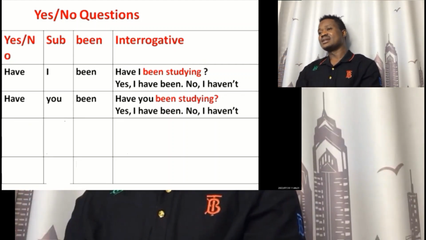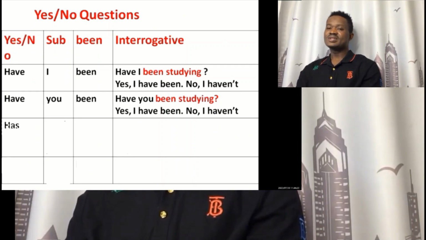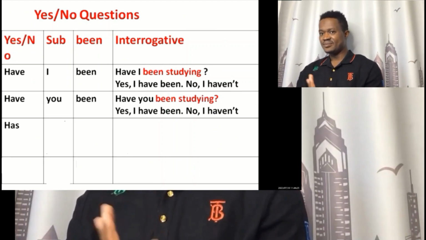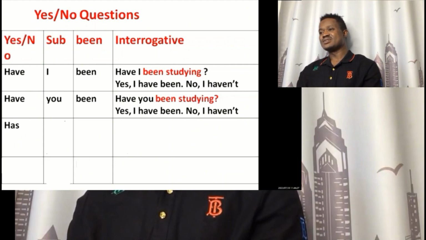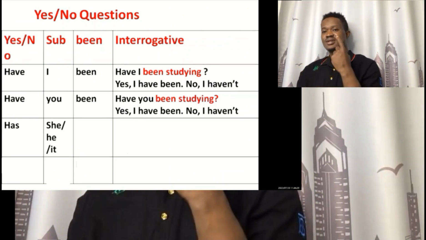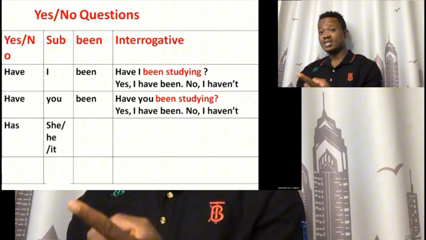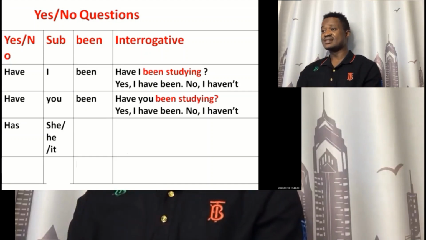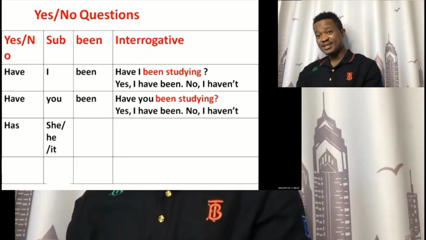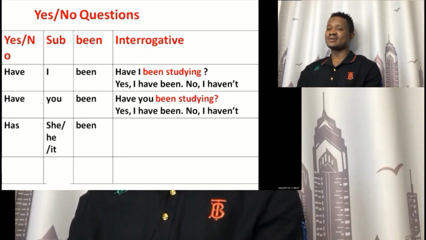All right, guys. Now we're gonna use has with third person pronouns. The subjects are he, she, it. Been. Now let's ask the question.